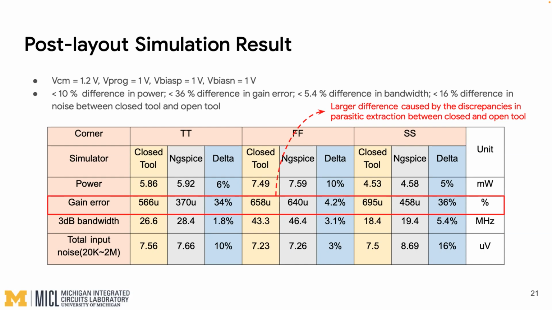And the reason the gain error is so small is that our loop gain is very large, even beyond 100 dB, and 100 dB open loop gain can give you less than 1 micro% gain error. But you can see the gain error between the closed tool and the open source tool is kind of large, like 30%. That is because of how we calculate it. If the open loop gain has a little bit of change, that will give you a large gain error difference.